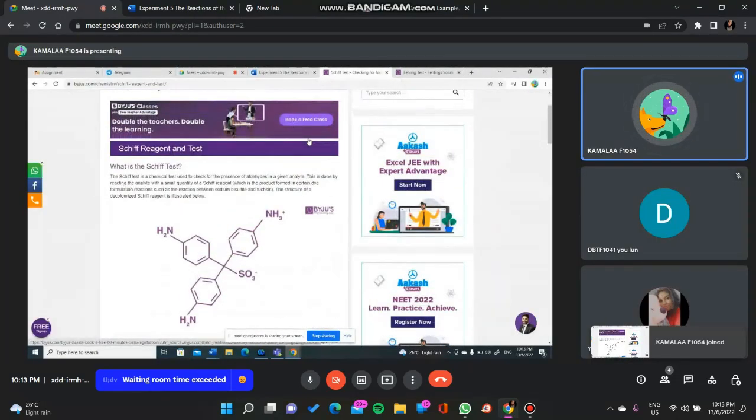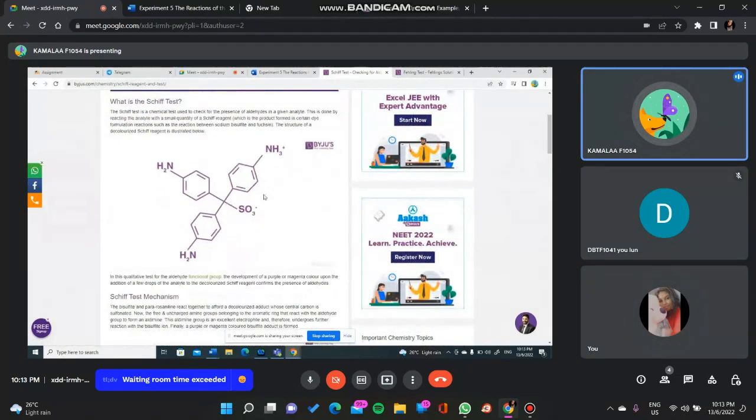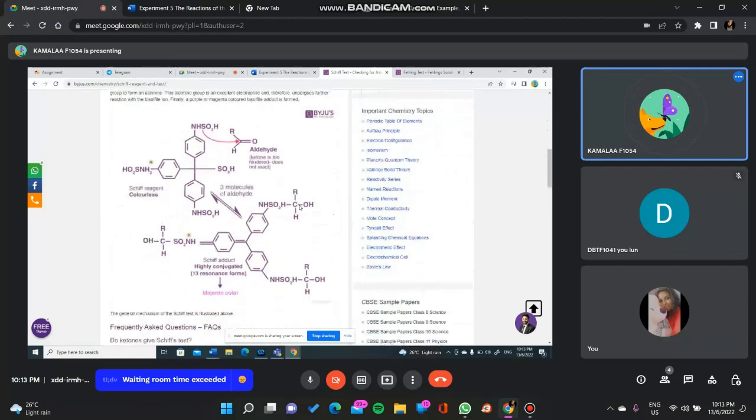I'll be discussing my part, the Schiff test and Fehling's test. This is the qualitative test for the aldehyde functional group. The development of a purple or magenta color upon addition of a few drops of the analyte to the decolorized Schiff reagent confirms the presence of aldehydes. This is the general mechanism of the Schiff test illustrated above.